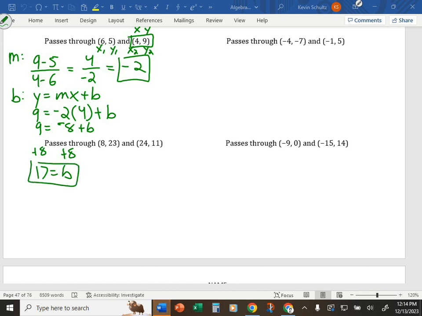Right? What's our final equation? Mia. Y equals -2 plus 14. Y equals negative 2x. Don't forget the x there. Negative 2x plus 17. Okay?